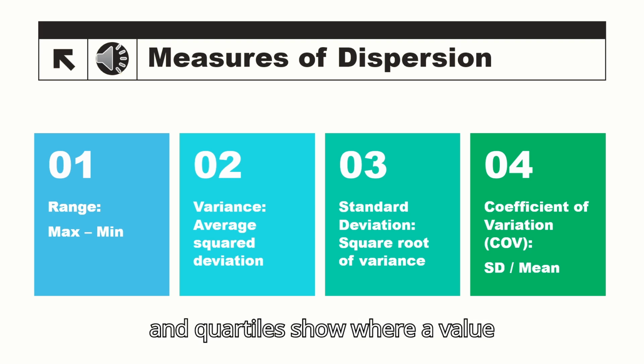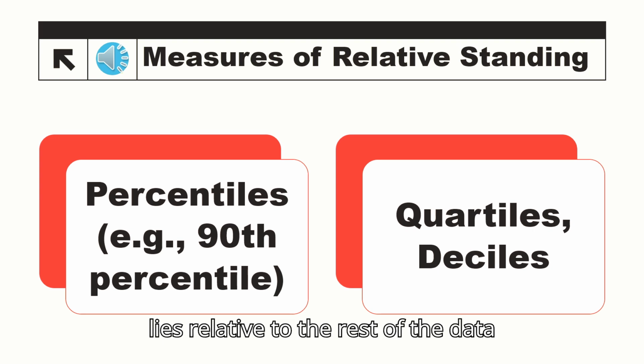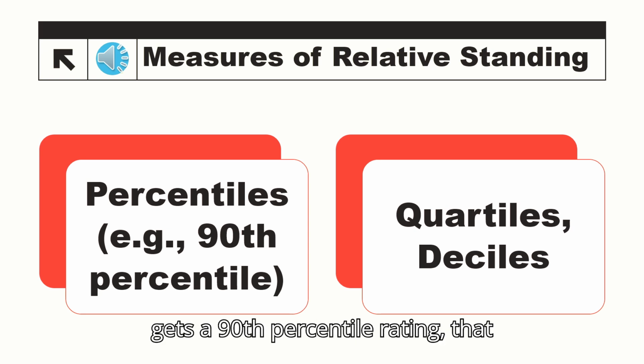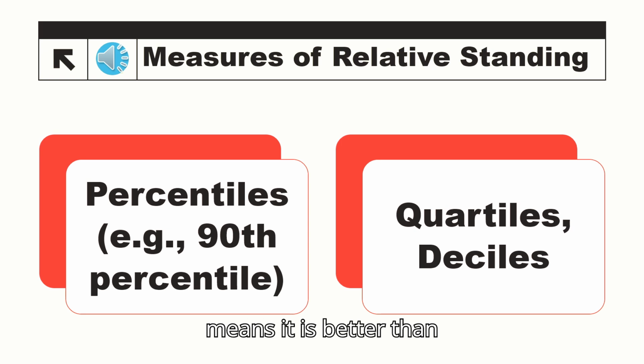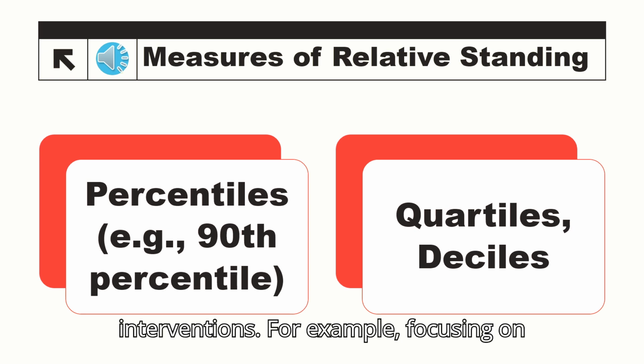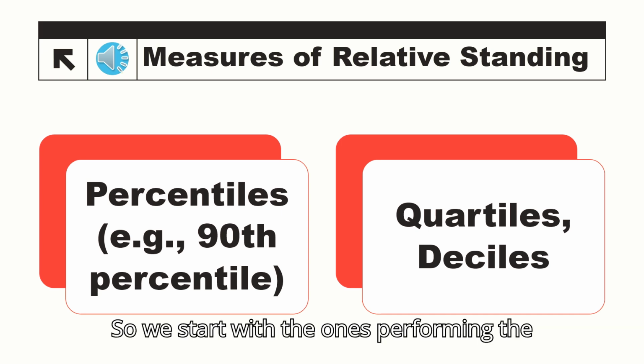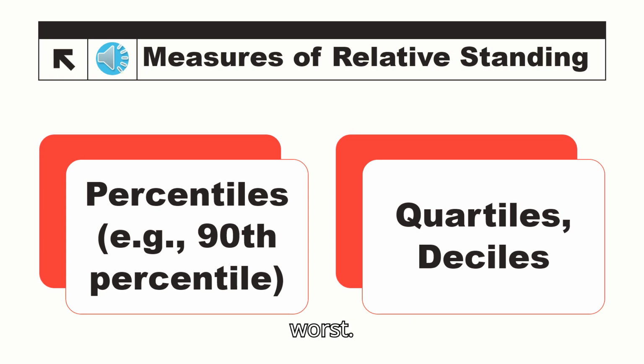Percentiles and quartiles show where a value lies relative to the rest of the dataset. If a bridge inspection gets a 90th percentile rating, that means it is better than 90% of similar bridges. These tools help us prioritize interventions. For example, focusing on the worst performing 10% of sewer lines. So we start with the ones performing the worst.